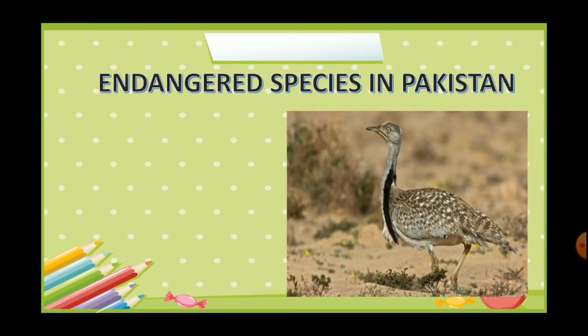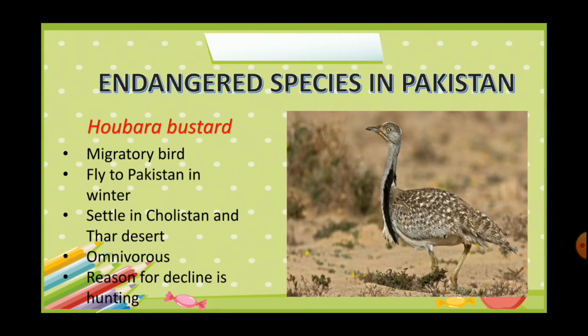Another endangered species is the Houbara bustard, which is a bird about 60 centimeters long with a 140 centimeter wingspan. It is a migratory bird that flies to Pakistan in winter and settles in Cholistan and the Thar Desert. It is omnivorous, and the reason for the decline of this bird is hunting.